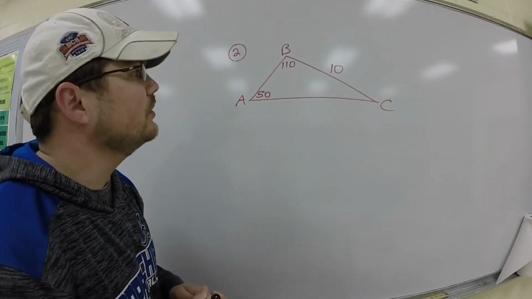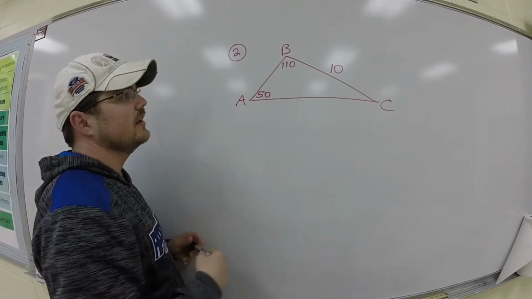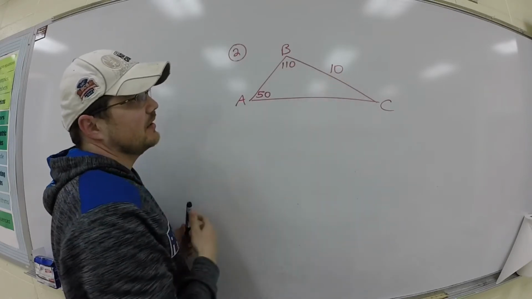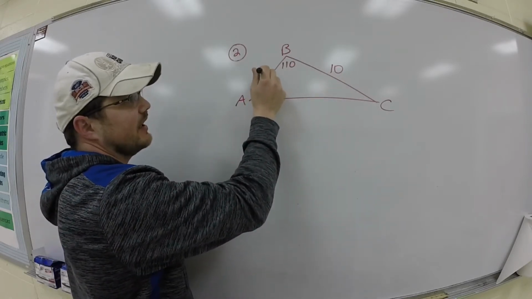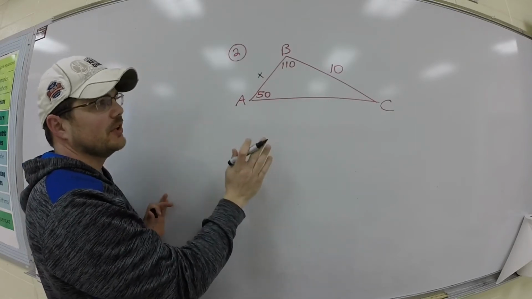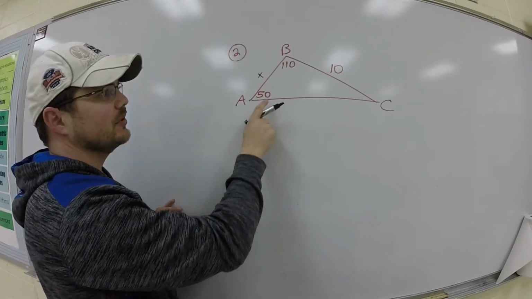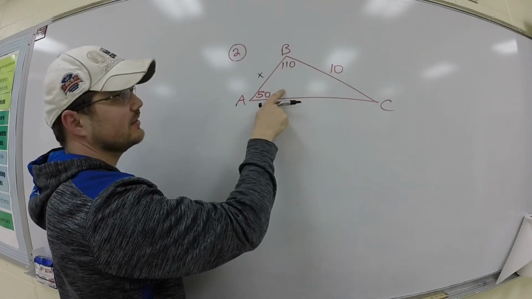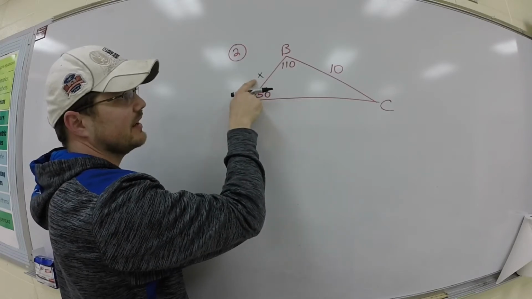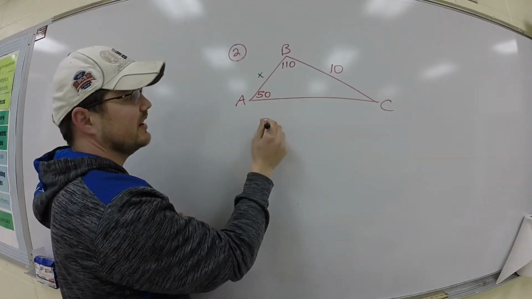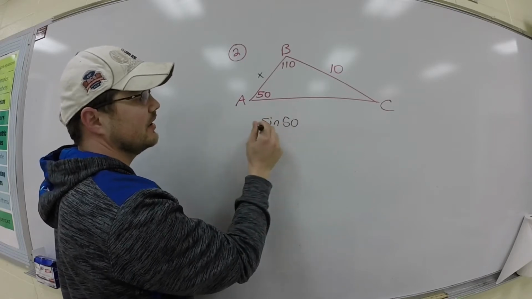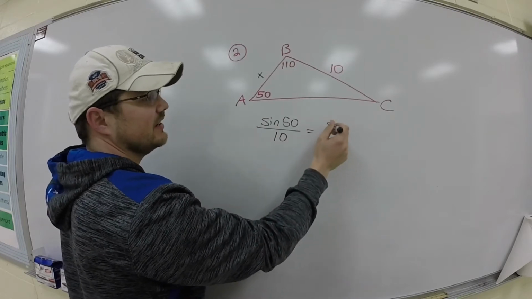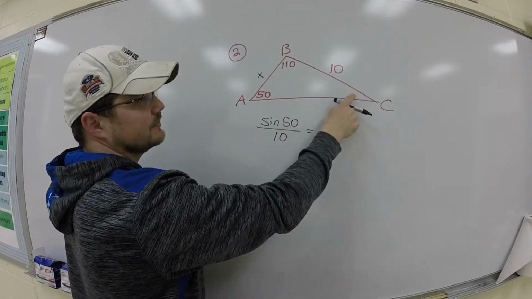Okay, number 2 gives us the triangle ABC, and it gives us angle A, angle B, and side BC, and it wants us to find side AB. So what I'm looking for: do I have an angle with a side across from it? Yes, we have this angle with that side across from it, so we're going to use law of sines to find side AB. So we'll say sine 50 over the side across from it, over 10, equals sine of this angle over that side.